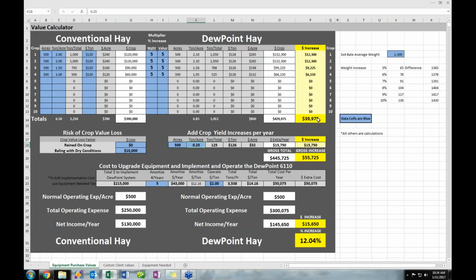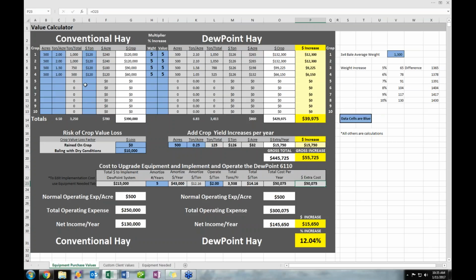So weight and value gives us about $40,000 of increase. With a steamer, we're never forced to bale in extra dry conditions, so that might save us about $10,000 on any one of these given crops. And then the quarter of a ton of added yield can net us about $15,000. So if we add this all together, 40 plus 10 plus 15 is $65,000. We add that to the gross here, and we have to pay for the machine, obviously.